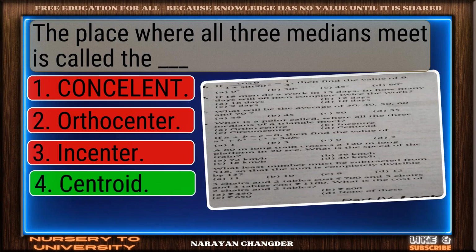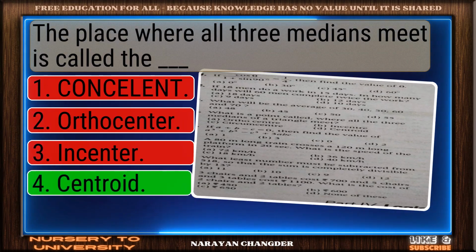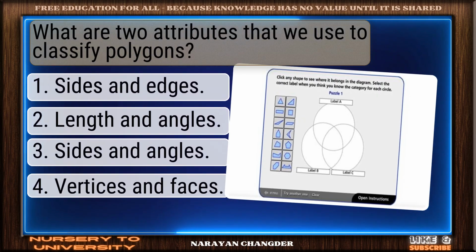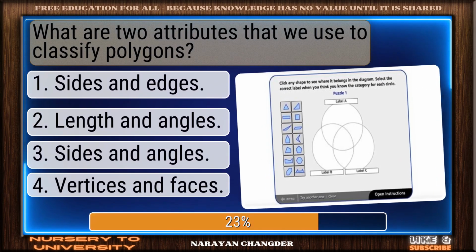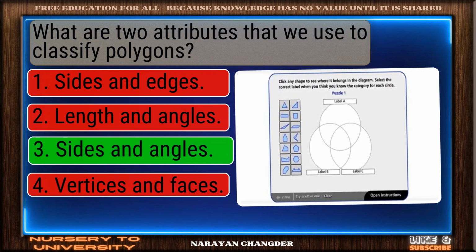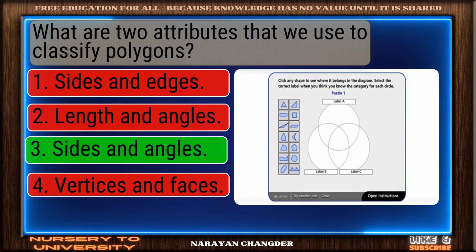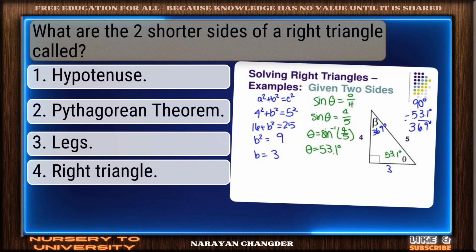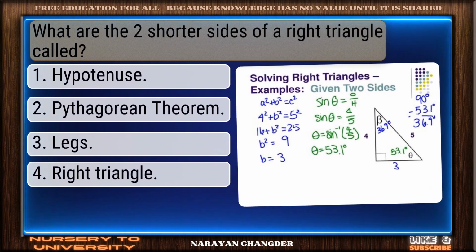You're right. Centroid is the correct answer. Question number 77. What are two attributes that we use to classify polygons? Good job. Your answer, sides and angles, works well here. Question number 78. What are the two shorter sides of a right triangle called?